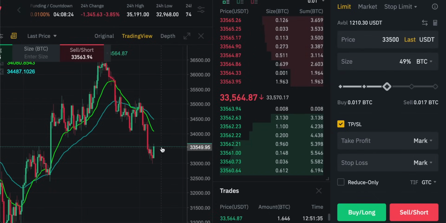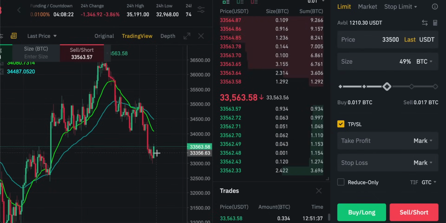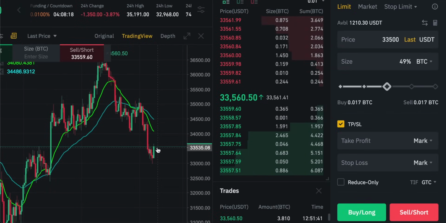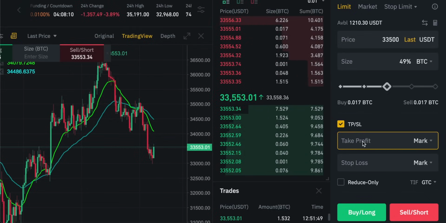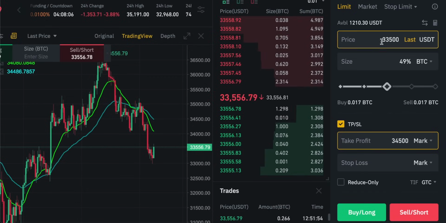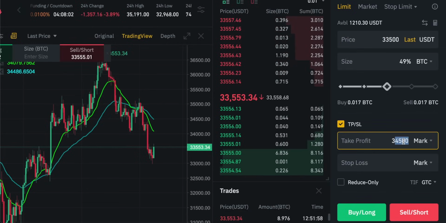I can come onto the chart right here and say, here is my open position. So 33,500 is right here. And I want to take profit around this level at 34,500, for example. So take profit right here, 34,500. That means that if I get in at 33,500 and the price moves up 1,000, that is when the system will actually sell my position and close out my position for a profit.